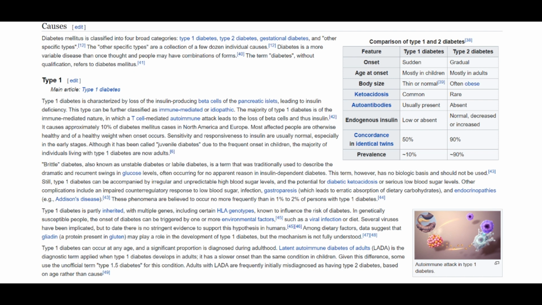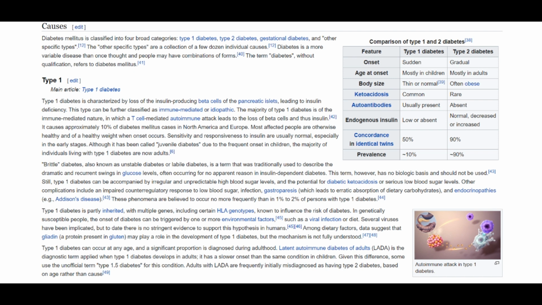Among dietary factors, data suggest that gliadin, a protein present in gluten, may play a role in the development of type 1 diabetes, but the mechanism is not fully understood. Type 1 diabetes can occur at any age, and a significant proportion is diagnosed during adulthood.